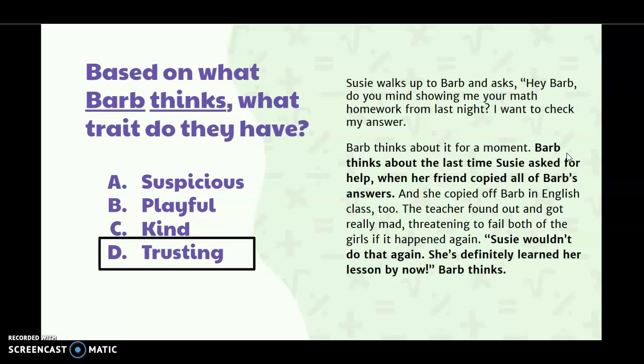So hopefully you picked up that she's trusting, because even though her friend Susie has done this before, she's copied off of Barb and she's gotten Barb in trouble, Barb still thinks that Susie is going to do the right thing. She trusts her friend, maybe even when she shouldn't.